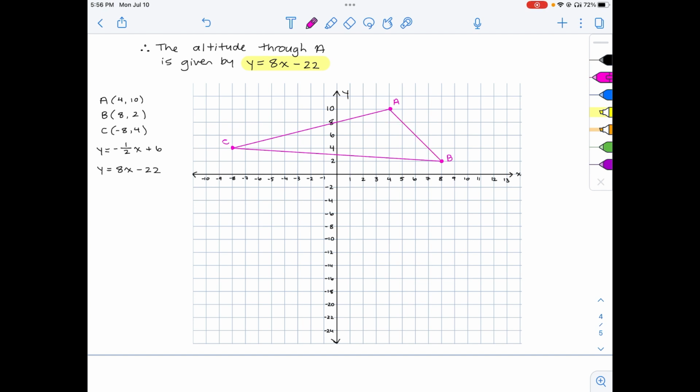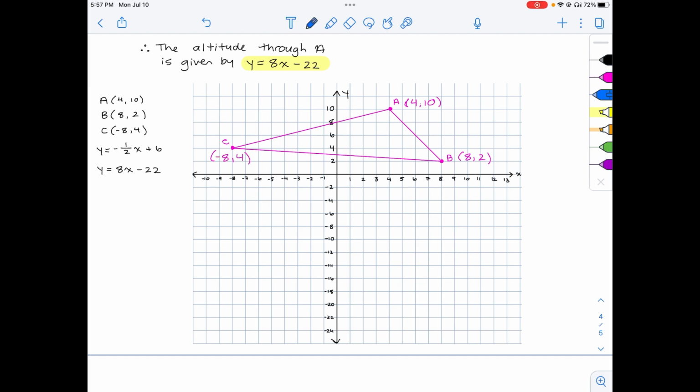Okay, so the entire triangle is in that upper positive part of the y-axis, but we know that the equation of one of the lines needs to have that negative y-intercept. Okay, so these are my vertices. I'm just going to label them with the coordinates here so that you can see where each one is. Then I am going to graph the equation of both the median through B and the altitude through A.